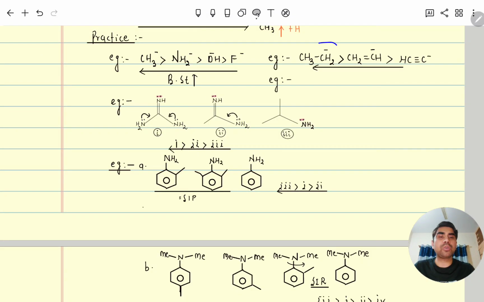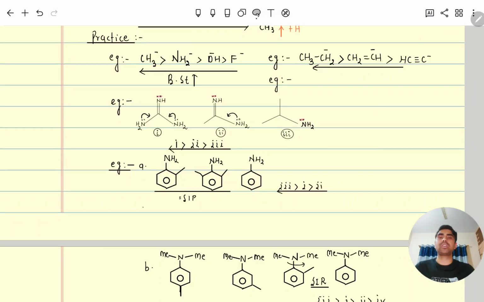Similarly here, all those are conjugate bases. In that, this one is sp3, so sp3 will give electron, whereas sp2 and sp have a relatively higher percentage of s character, so they will withdraw the electron. So here charge density relatively decreases, but here charge density is more, means its basic strength is more.